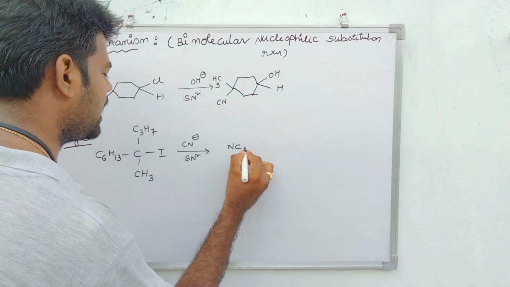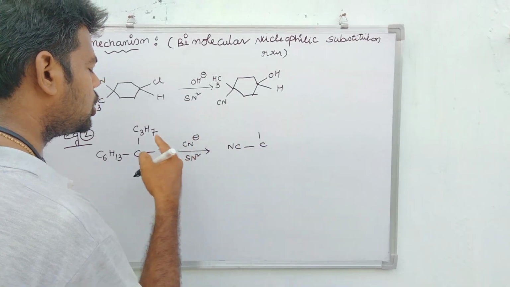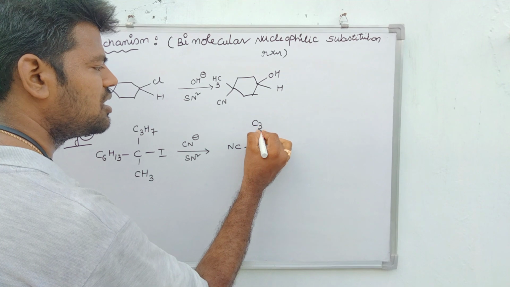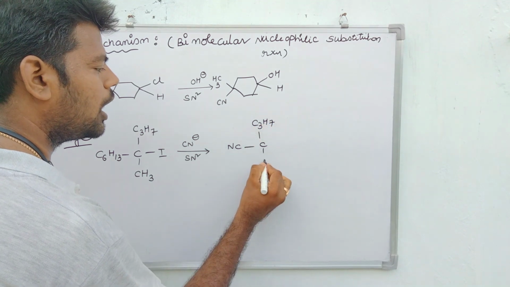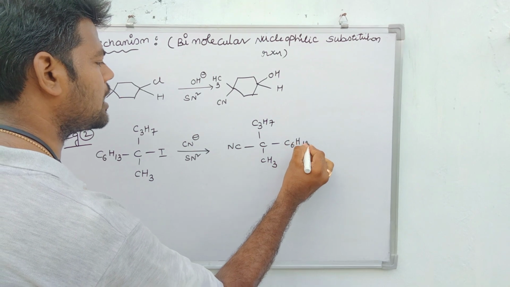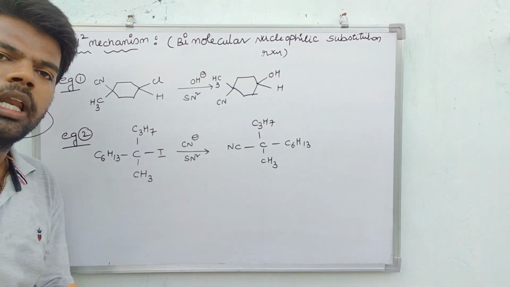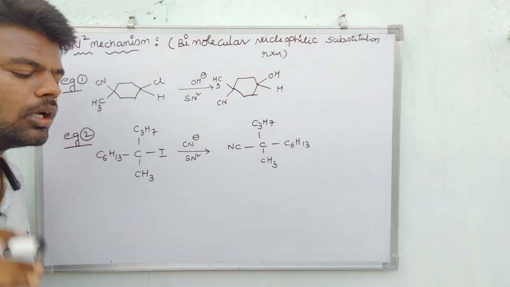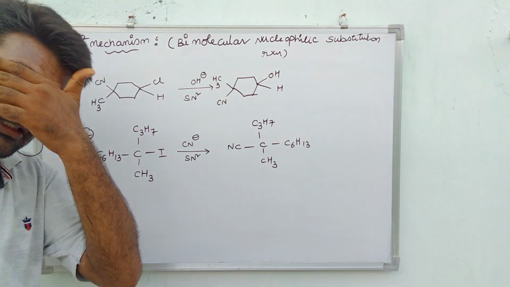Therefore, CN, C, where the top and bottom have no change, C3H7, down one CH3 group is there, and on the backside it will be what? Cyclohexyl group, that is nothing but a what? A C6H13 group will take the replacement.